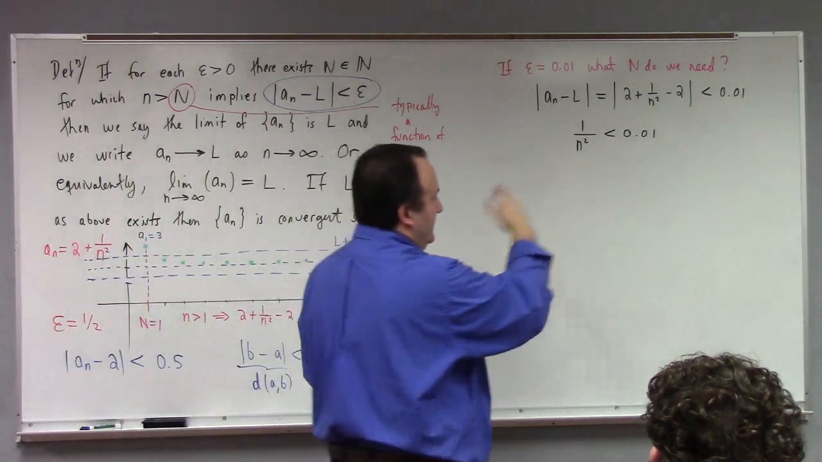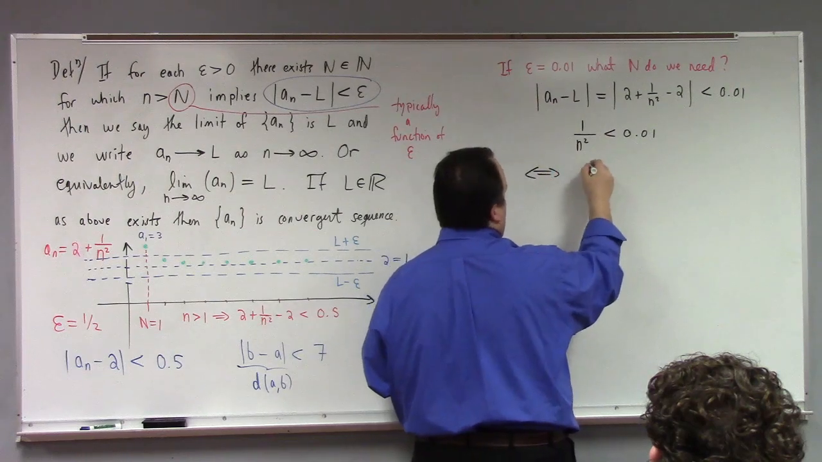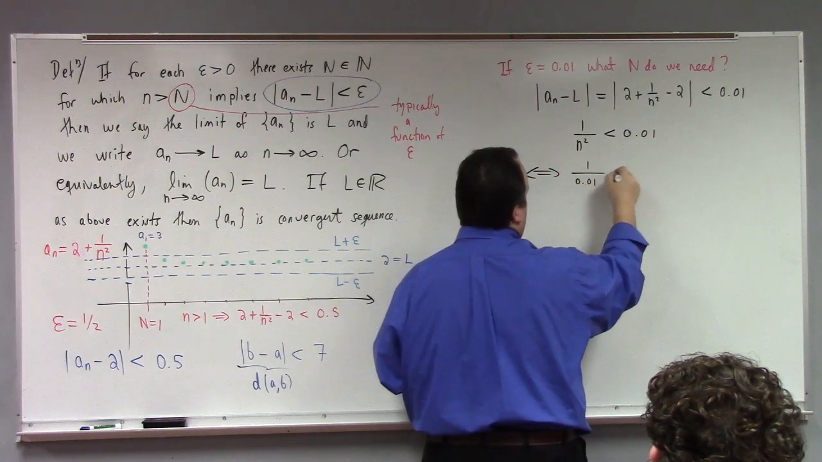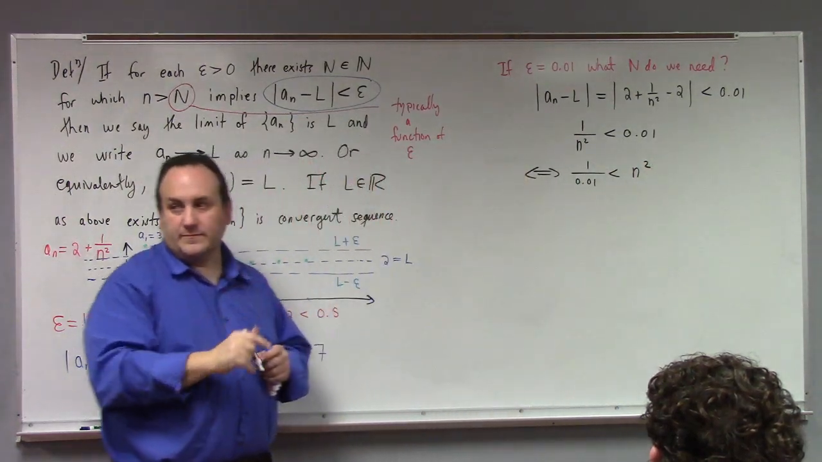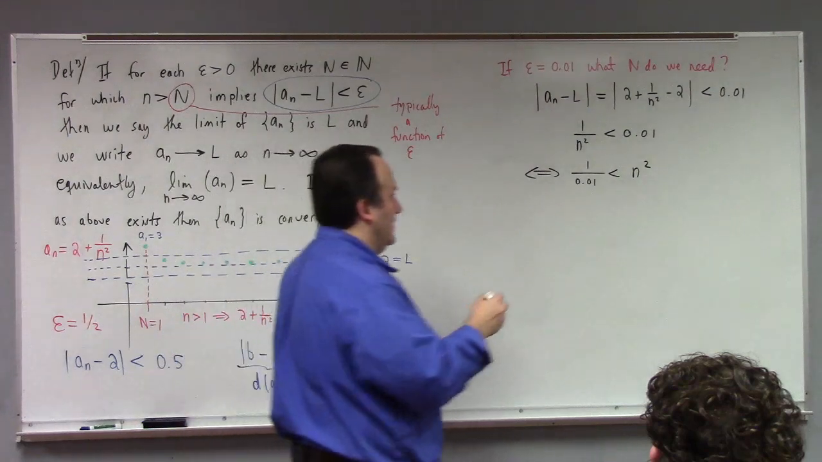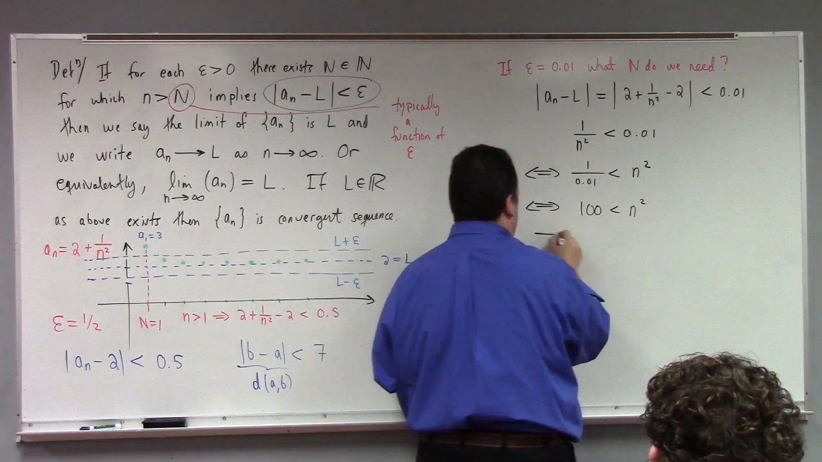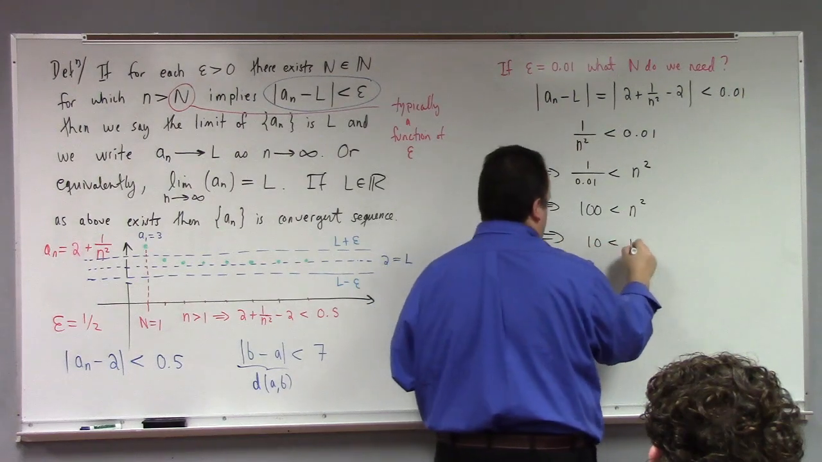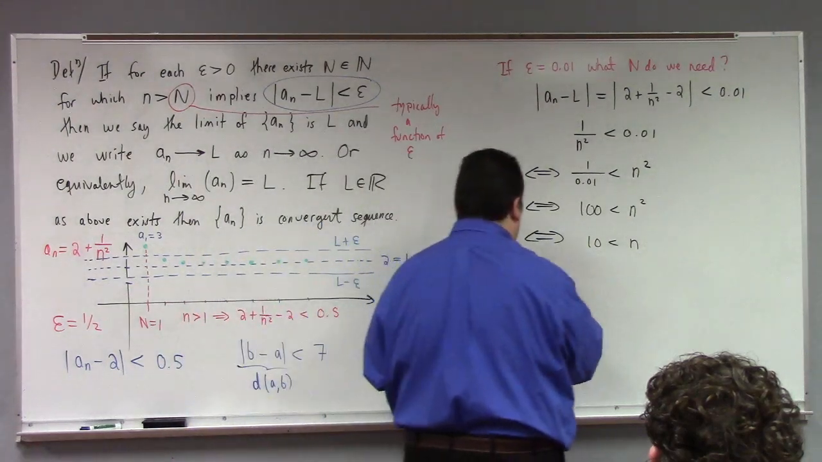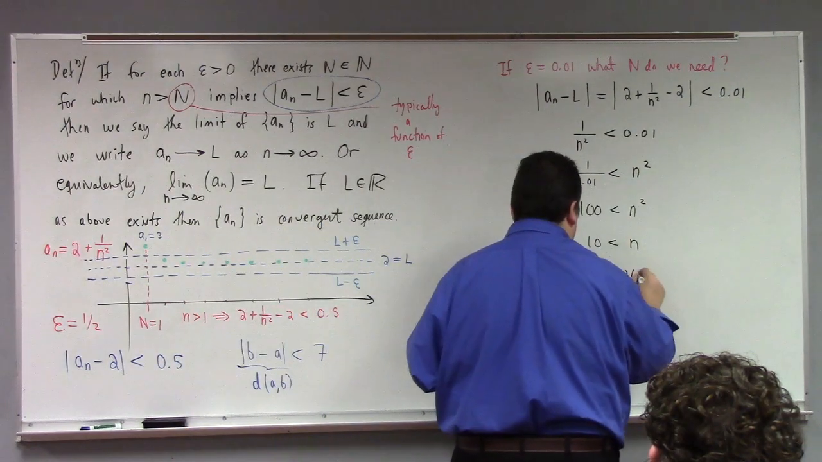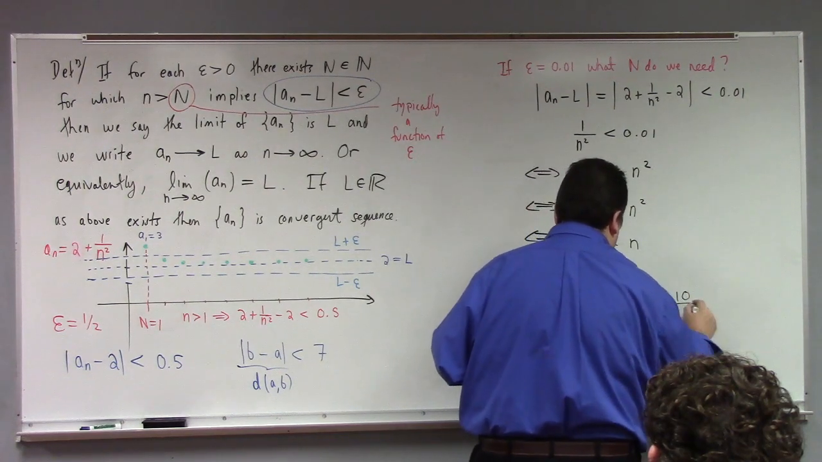So we can find an equivalent inequality. This is interchangeable with what? 1 over 0.01, right, is less than n squared. Which is what? 100 is less than n squared, which is equivalent to saying 10 is less than n. In other words, n is greater than 10, right? So we can choose n equals to 10.